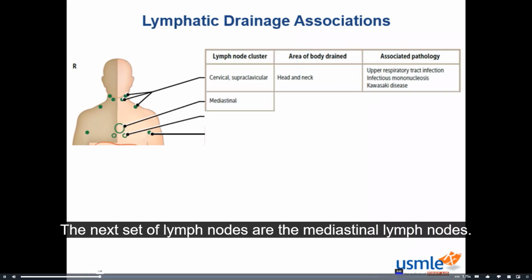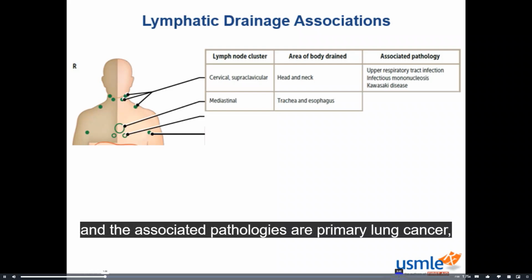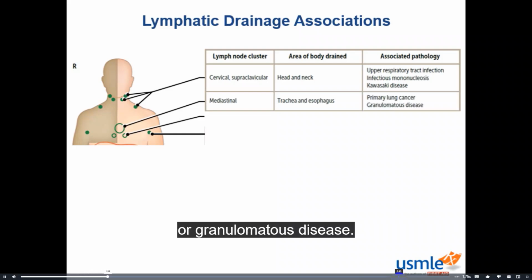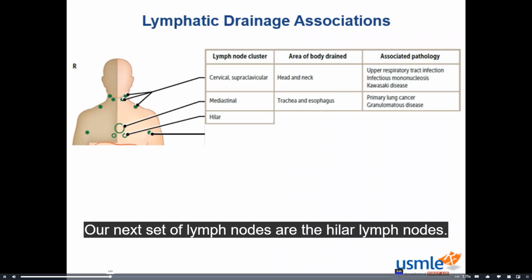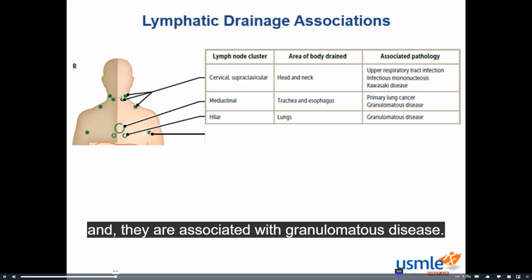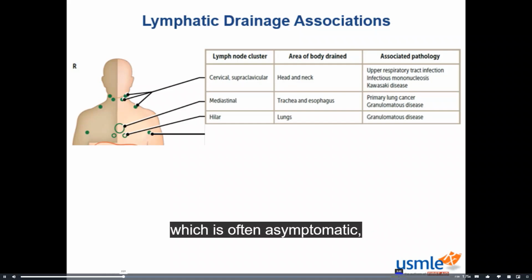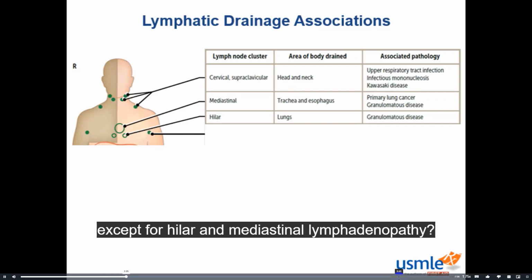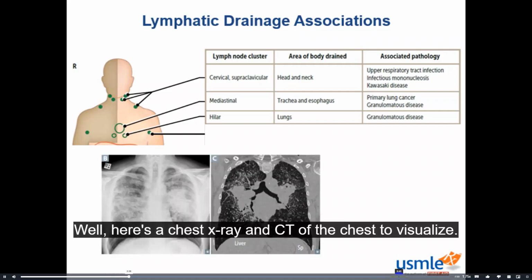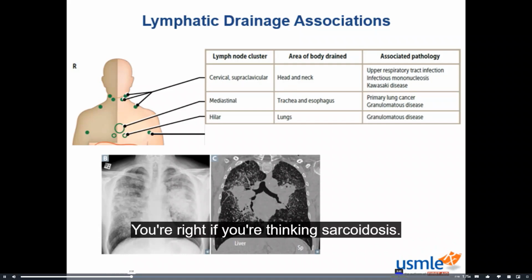The next set of lymph nodes are the mediastinal lymph nodes. The mediastinal lymph nodes drain the trachea and esophagus, and the associated pathologies are primary lung cancer or granulomatous disease. Our next set of lymph nodes are the hilar lymph nodes. The hilar lymph nodes drain the lungs, and they are associated with granulomatous disease. Can you think of an example of a granulomatous disease? One with elevated serum ACE levels and more common in African American females, which is often asymptomatic, except for hilar and mediastinal lymphadenopathy. Well, here's a chest x-ray and CT of the chest to visualize. You're right if you're thinking of sarcoidosis.